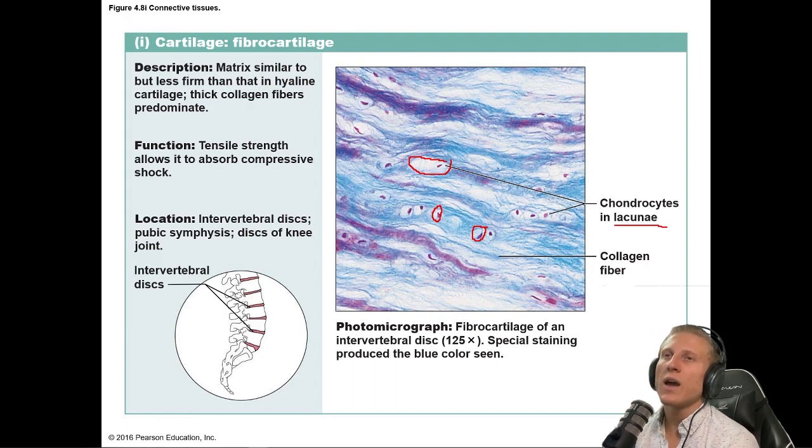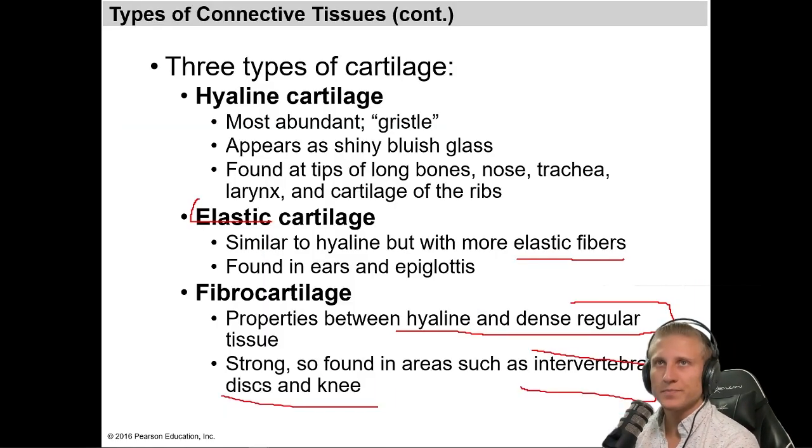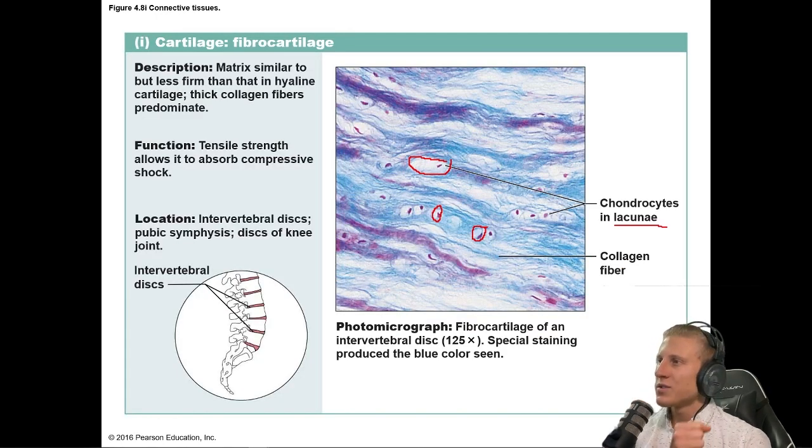So we want to have fairly strong, we have a mixing of elastic properties, as well as some of the properties of hyaline cartilage. And that's because we want to resist mechanical motion, but also be able to stretch and flex a little bit. Anything else we need to know here?